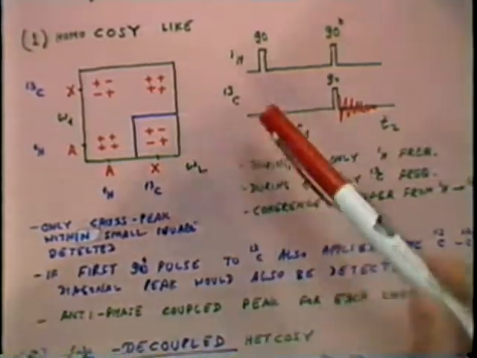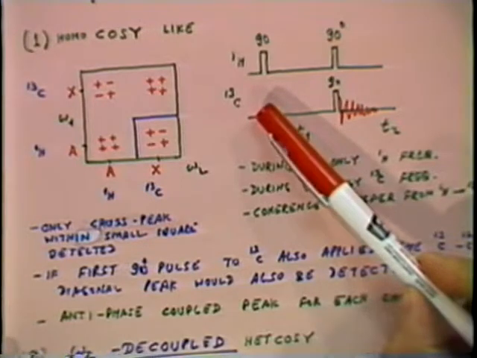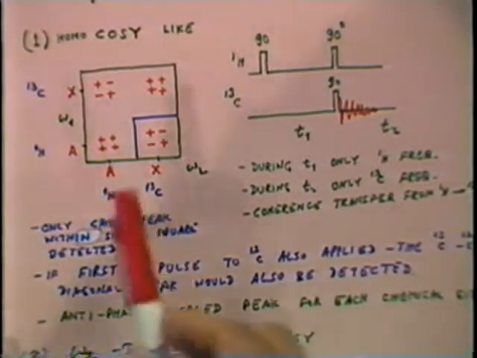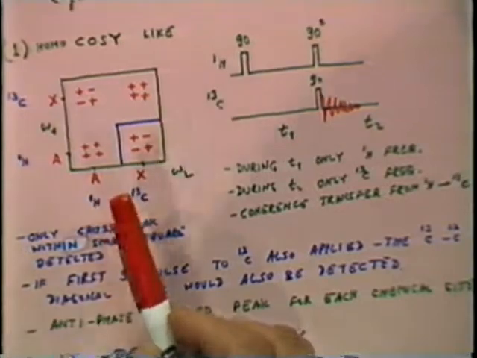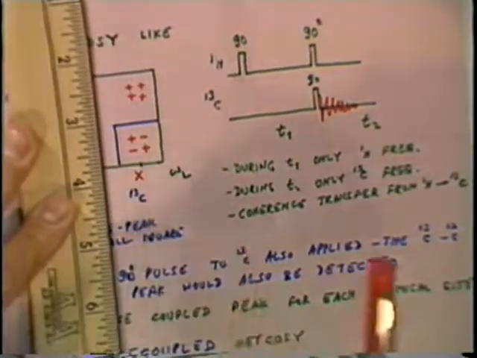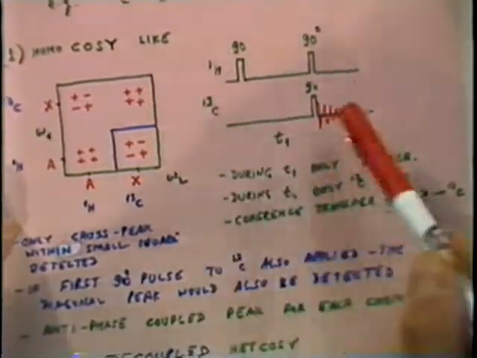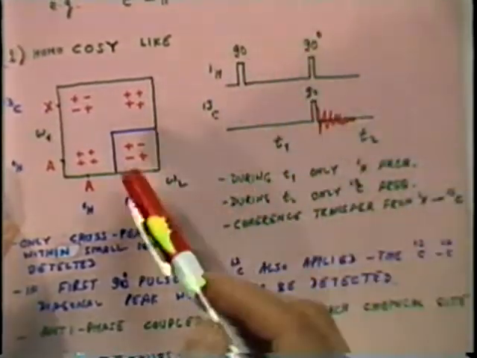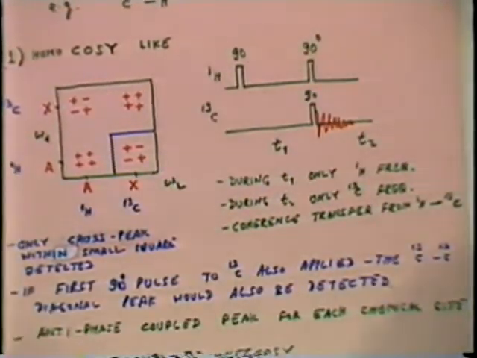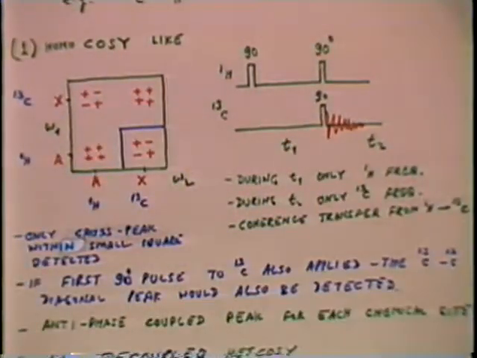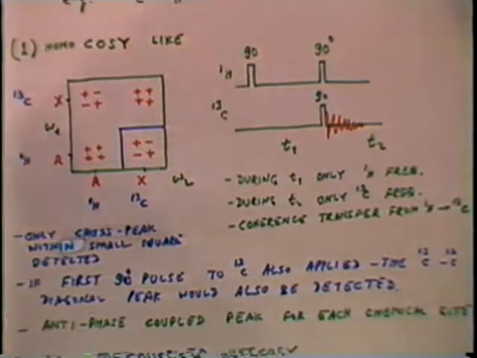If, for example, we had applied a 90-degree pulse to carbon also, then we would have both proton and carbon frequencies in T1, and we would basically look at this part of the spectrum. We'll have the diagonal peak of a carbon. But the diagonal peak of carbon will be missing in this experiment, and we will have only the cross peak between the proton and the carbon. And that tells us that that particular proton and carbon are coupled to each other because they exchange magnetization.